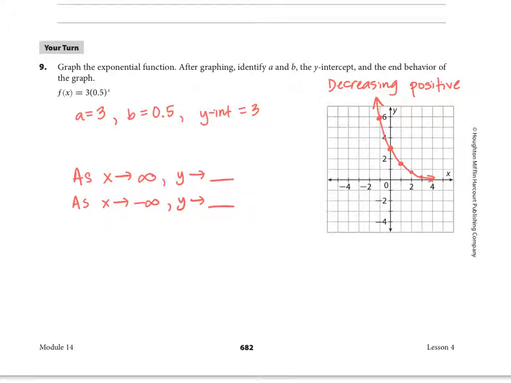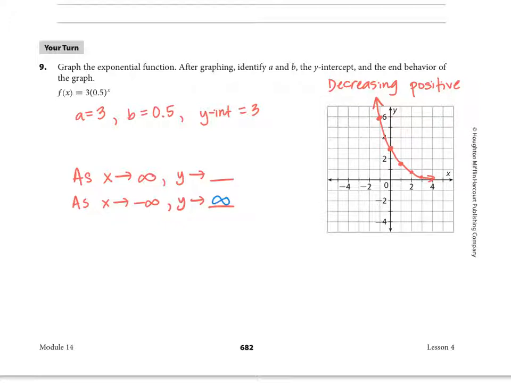Going to the left might be a little bit easier for us. So left means x is getting smaller, right? Negative infinity. As we're going to negative infinity, our x's, our inputs are getting smaller. The y is going up, and that means the y is going to positive infinity.